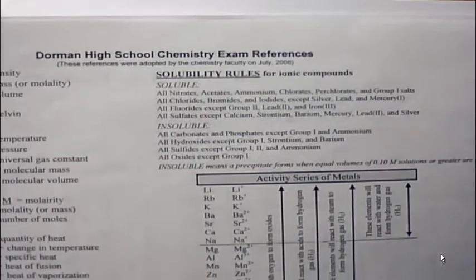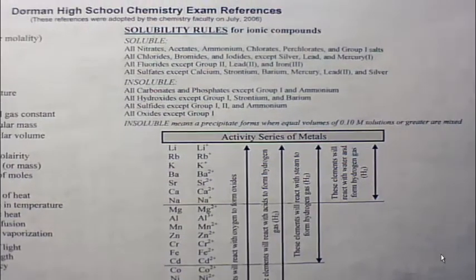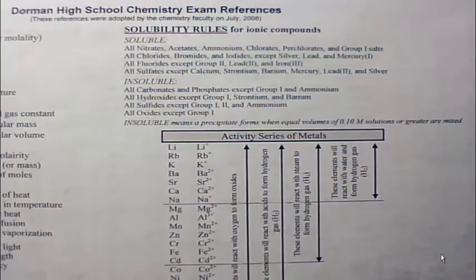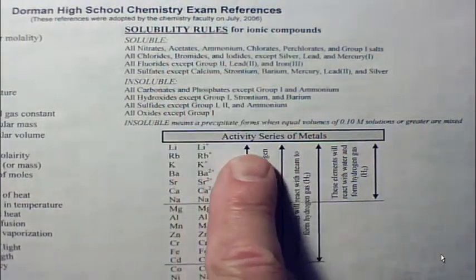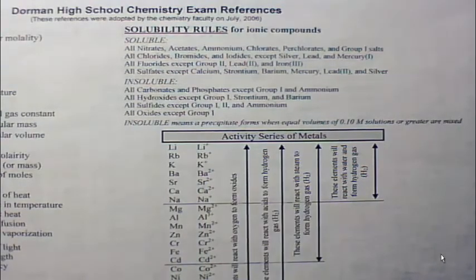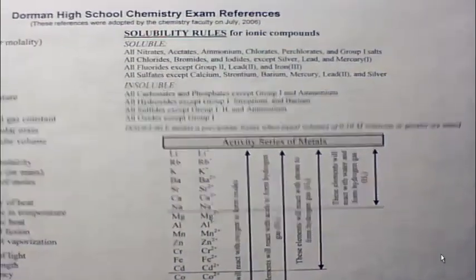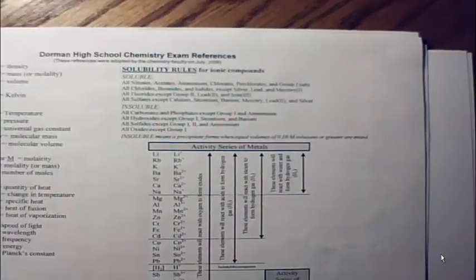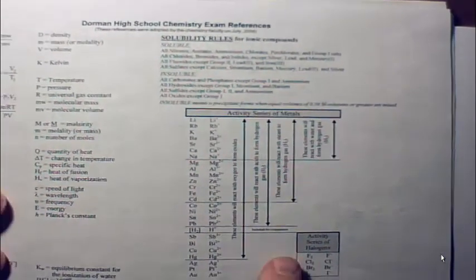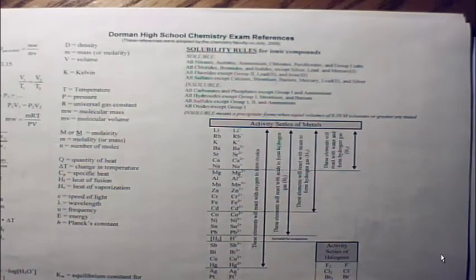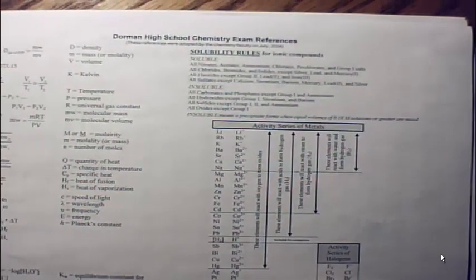So the tools you're going to need for predicting the products of reactions are the solubility rules and the activity series. Now, there's actually two activity series. There's an activity series for metals and an activity series for halogens.